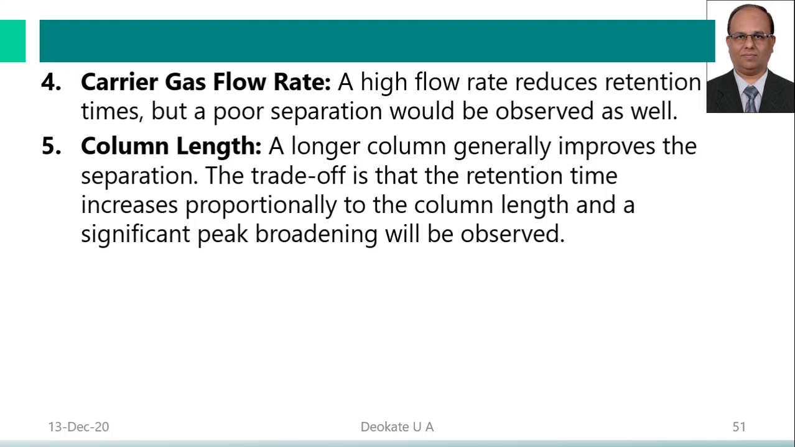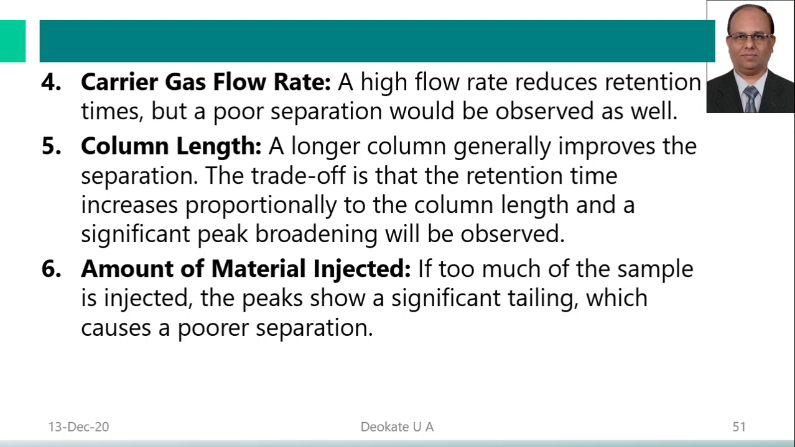The column length: a longer column generally improves the separation. The trade-off is that the retention time increases proportionally to the column length, and significant peak broadening will be observed. The next factor is the amount of material injected. As we have seen, fronting occurs due to a higher concentration of injected material. If too much sample is injected, the peak shows significant tailing, which causes poor separation.